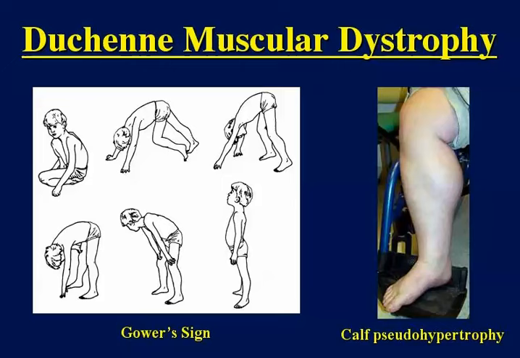Diagnosis: serum creatinine kinase levels in DMD often exceed 15,000 international units per liter, almost 100 times the normal range. No other muscle disease is associated with such striking elevation of creatinine kinase. Indeed, if creatinine kinase is not greatly elevated, some other myopathy must be considered. This is important, so I'll repeat it.